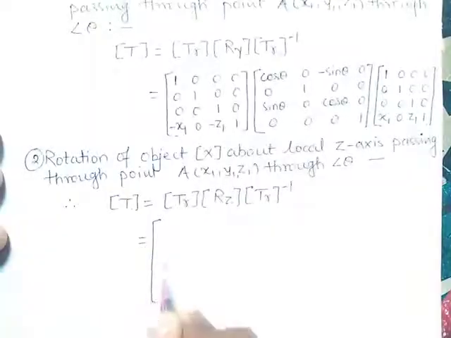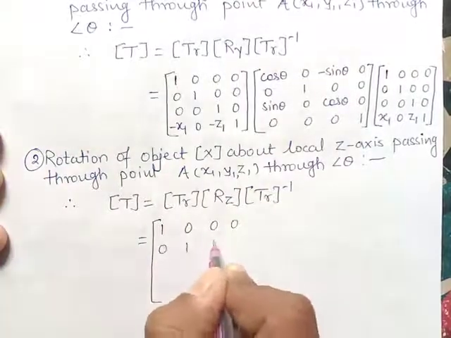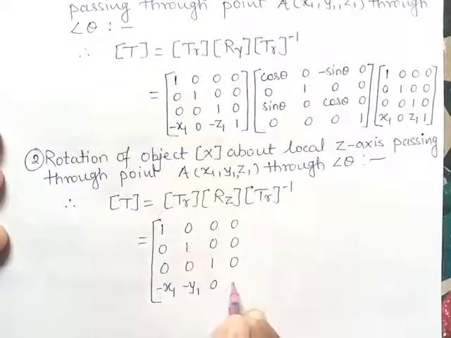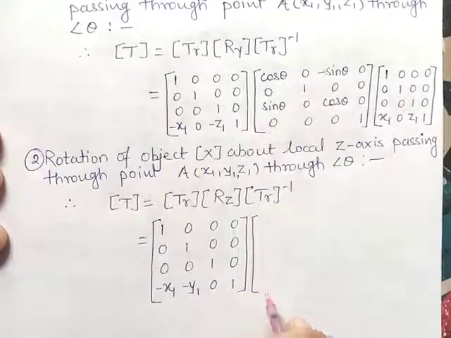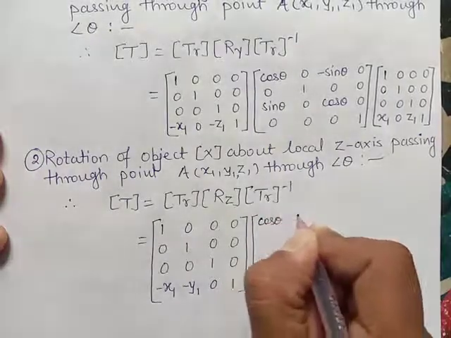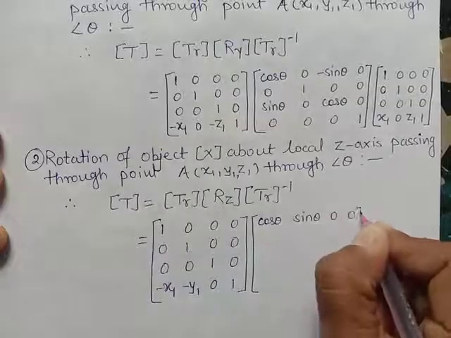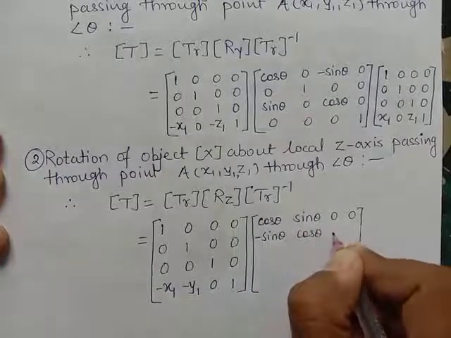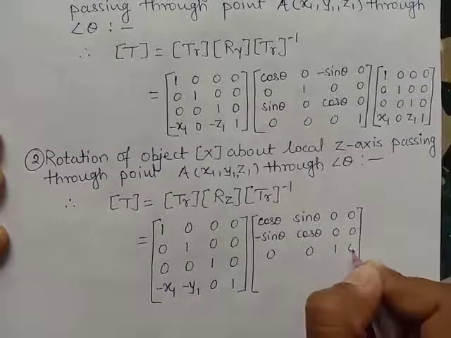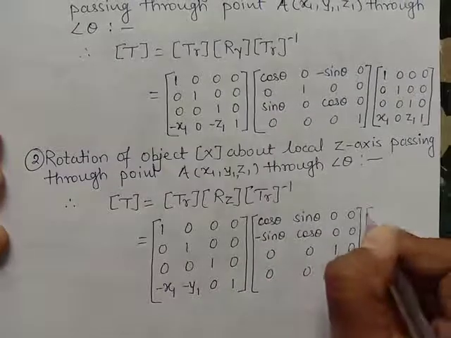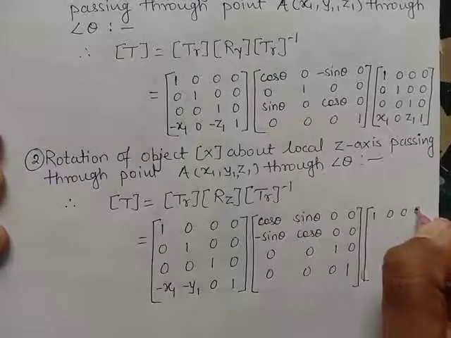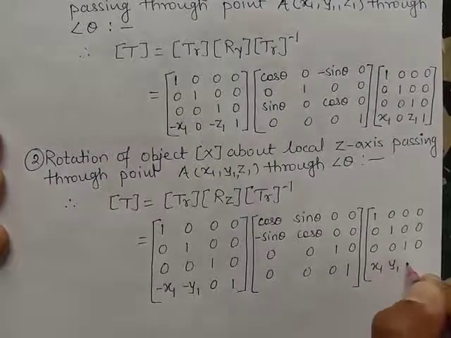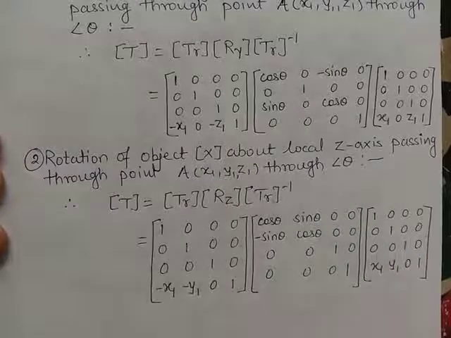And that is nothing but 1 0 0 0, 0 1 0 0, 0 0 1 0, minus x1 minus y1 0 1, into cos theta, sin theta, 0 0, minus sin theta cos theta 0 0, 0 0 1 0, 0 0 0 1, into the inverse translation 1 0 0 0, 0 1 0 0, 0 0 1 0, x1 y1 0 1. This is the inverse translation here.